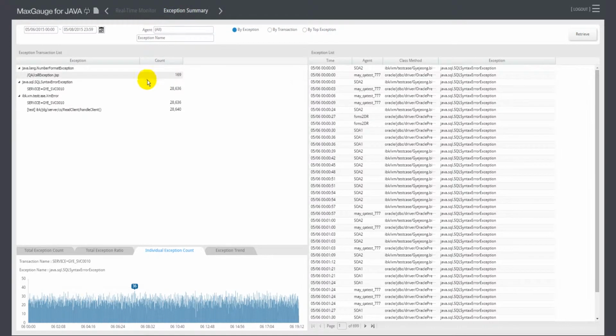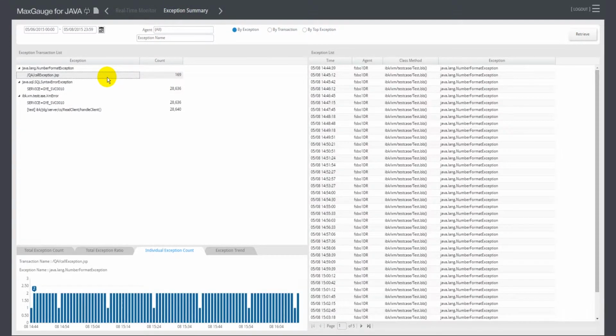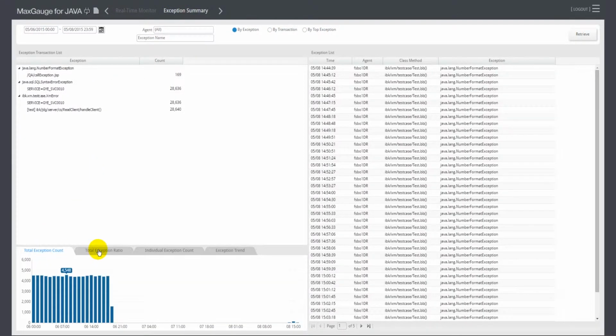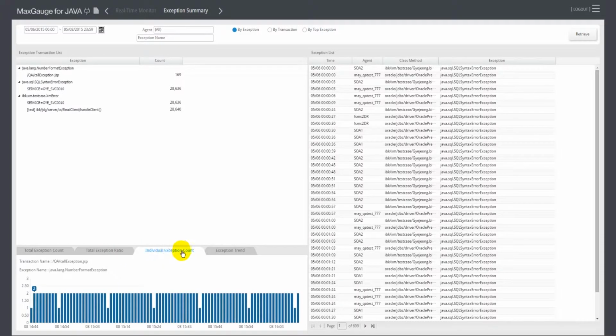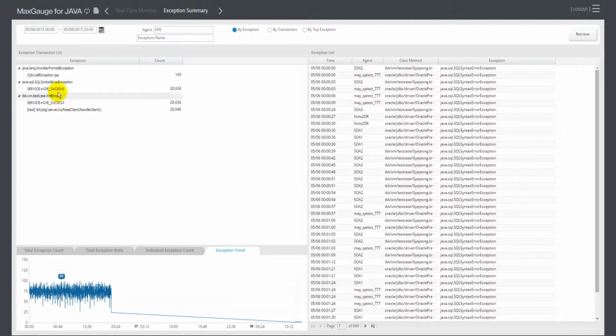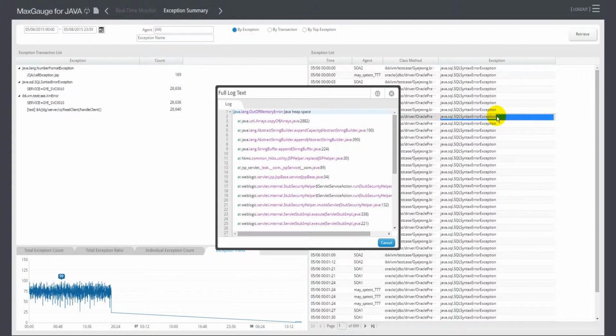The exception summary provides the statistics of exceptions generated during the transaction process. You can grasp the situation in which the exception occurred by each transaction, and it provides the call tree information as well. When you double-click on the exception list, you can review the exception details.